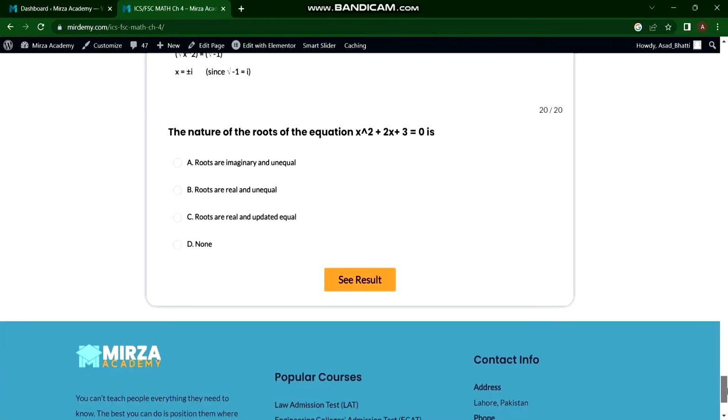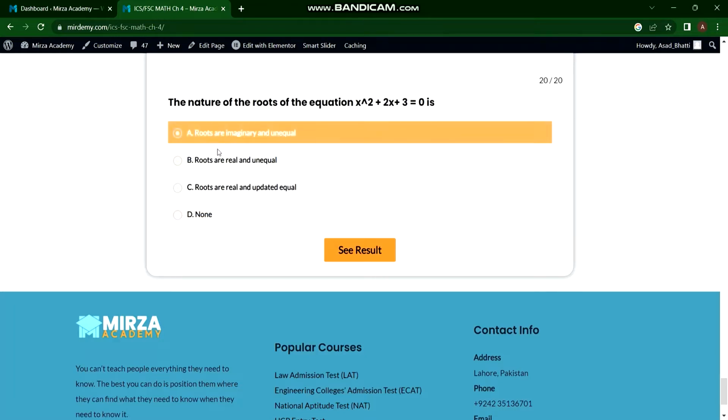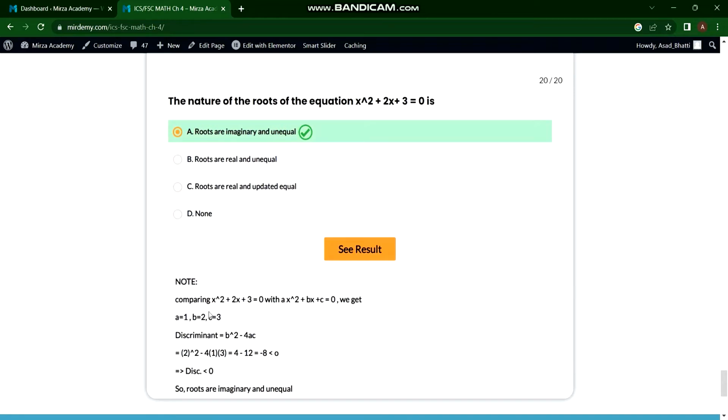So I'm going to move to the last MCQ. This is the 20th and last MCQ. The nature of the roots of the equation x squared plus 2x plus 3 is equal to 0. Here the first option is correct, because comparing x squared plus 2x plus 3 is equal to 0 with ax squared plus bx plus c is equal to 0, we get a is equal to 1, b is equal to 2, c is equal to 3. The discriminant is b squared minus 4ac. By putting the values, we'll get the discriminant less than 0, which shows that roots are imaginary and unequal. So A option is correct.